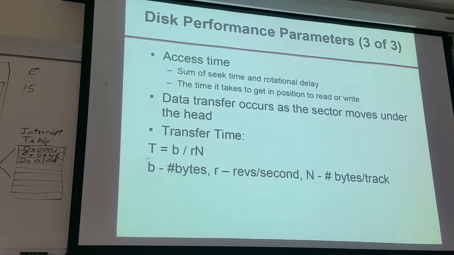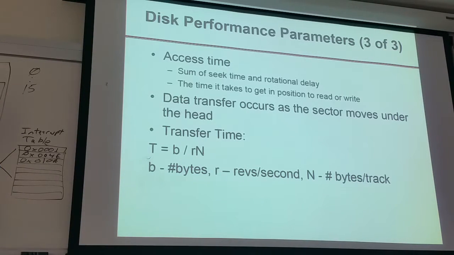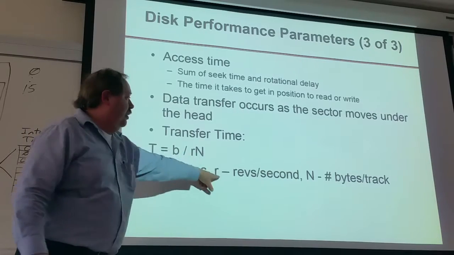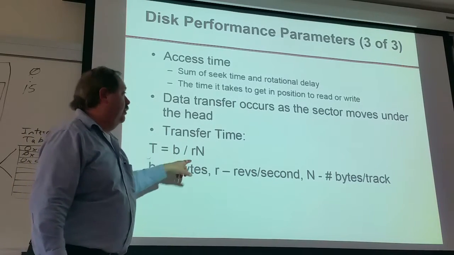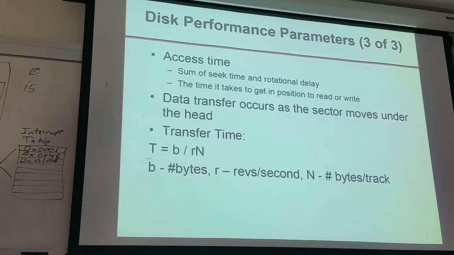Are we trying to minimize or maximize the transfer time? You definitely want to minimize that. You want to go as fast as possible. You want the lowest number possible, right? But that's how you determine it. Number of bytes you try to transfer, divided by how fast the thing's spinning, times the number of bytes per track. Questions? Just performance.